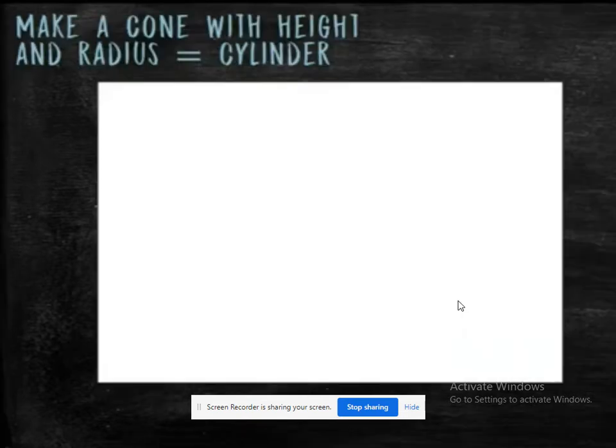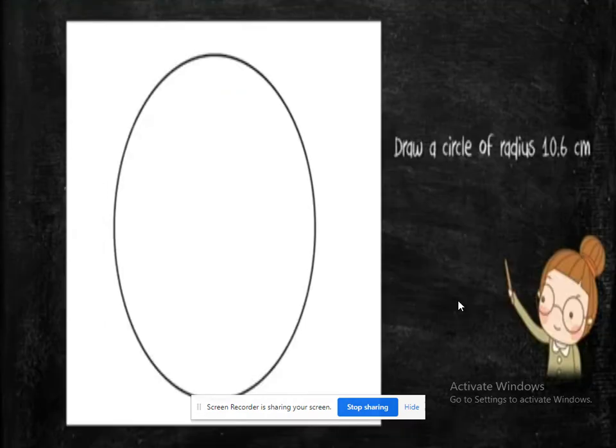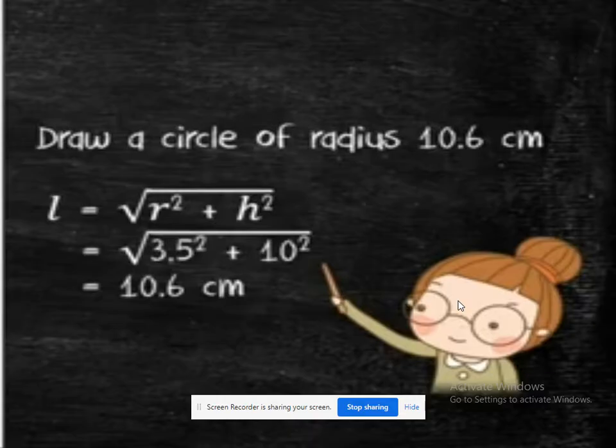How to form a cone? To make a cone with the same height and radius as that of the cylinder. Now the height and radius of the cone should also be the same as the height and radius of the cylinder, right? So what you have to do? Take one A3 sheet. Again you take one A3 sheet. Draw a circle of radius 10.6 centimeter. Why 10.6 centimeter? So let us see here.